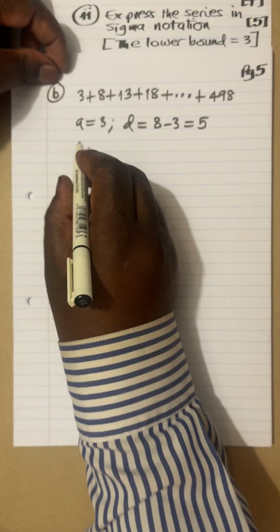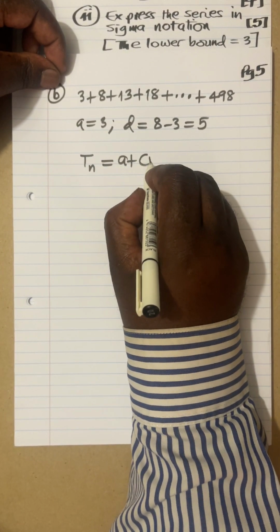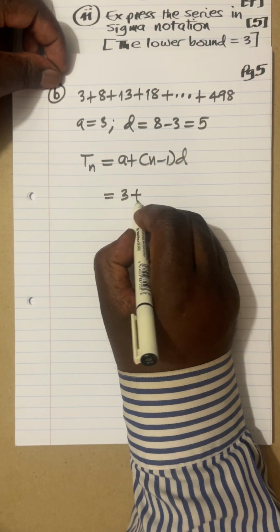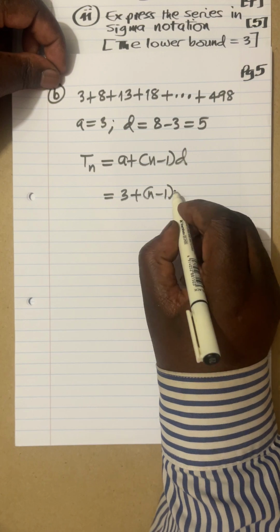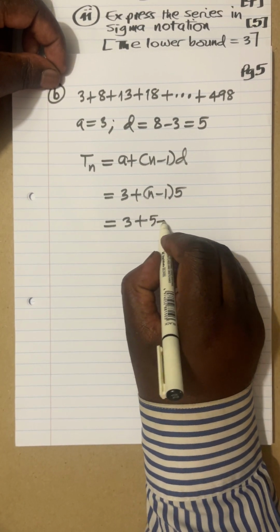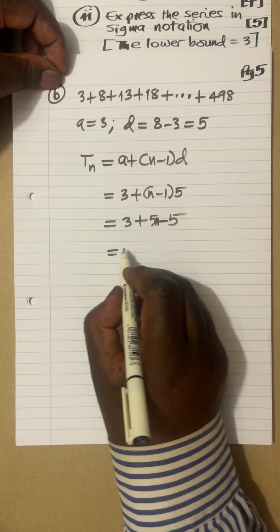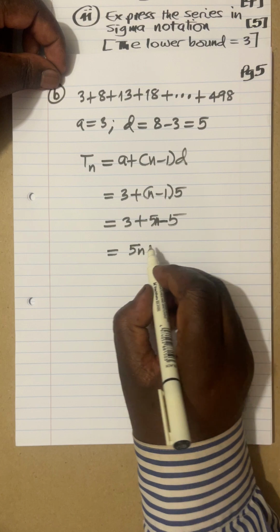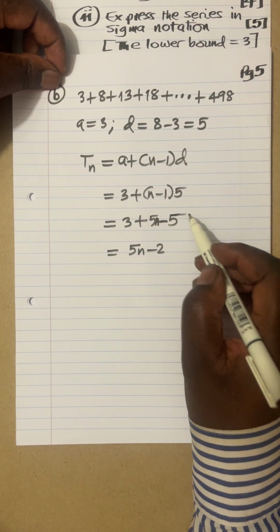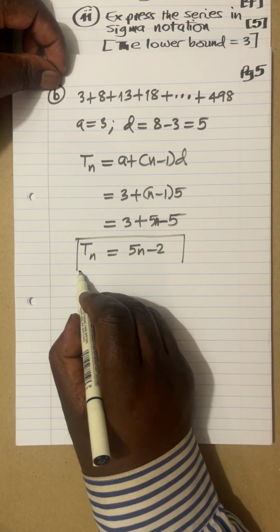And therefore we can say our general term, t subscript n, is a plus n minus 1 times the common difference. What is our first term? Well, it's 3 plus n minus 1. What is our common difference? 5. Simplifying this, it's going to be 3 plus 5n minus 5. This simplifies to 5n minus 2. That will be our nth term expression. So t subscript n equals this. We're going to need this one.